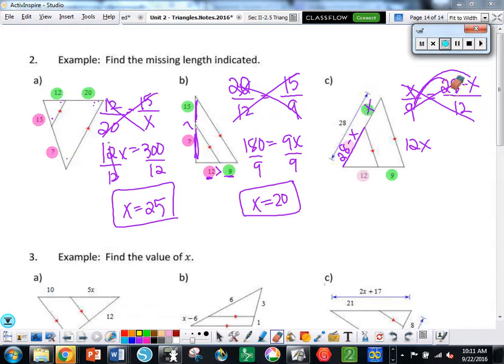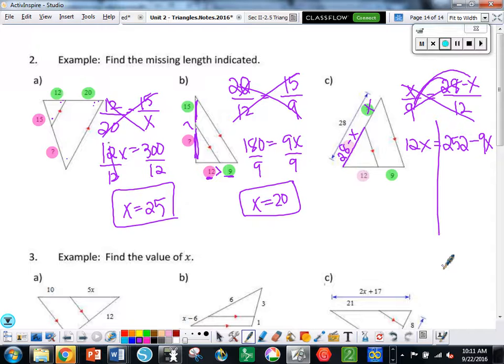Okay, here we go. So who gets the 9? 9 times the 28 is what? You're going to think it every time you distribute now, right? Yes, you will. 9 times 28. 252. Minus 9 times the x. Everybody gets the 9.